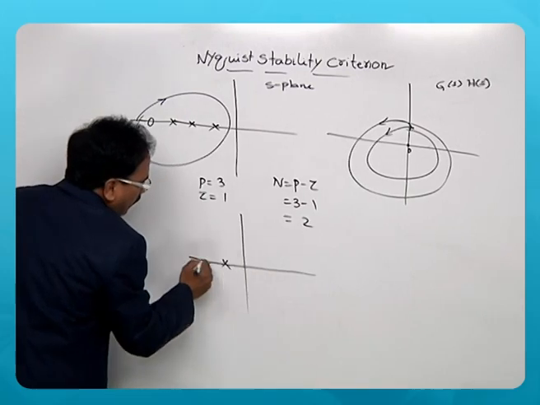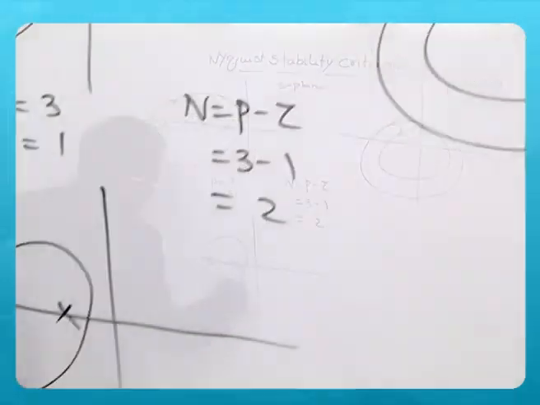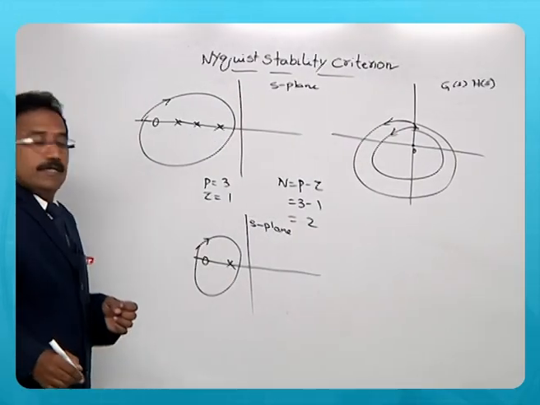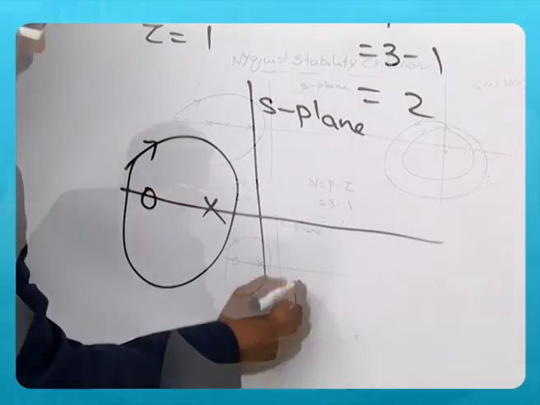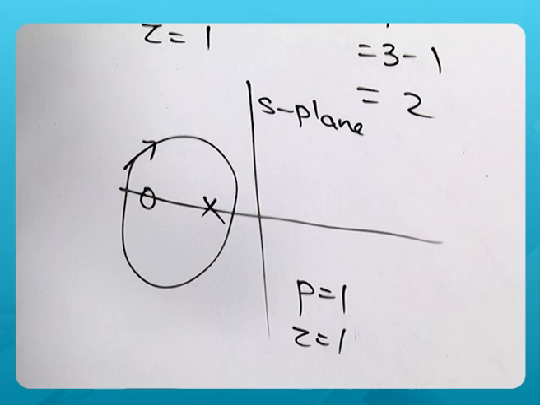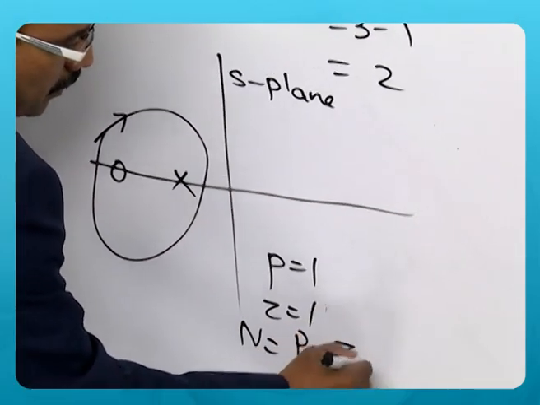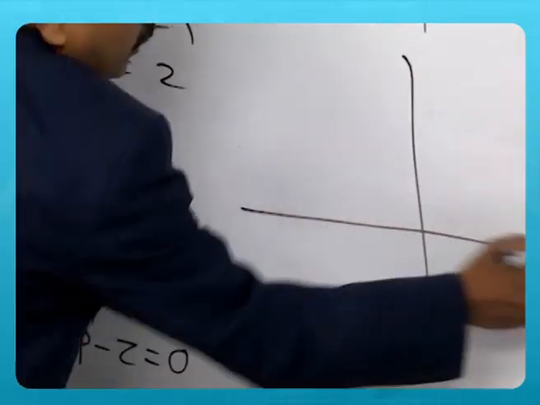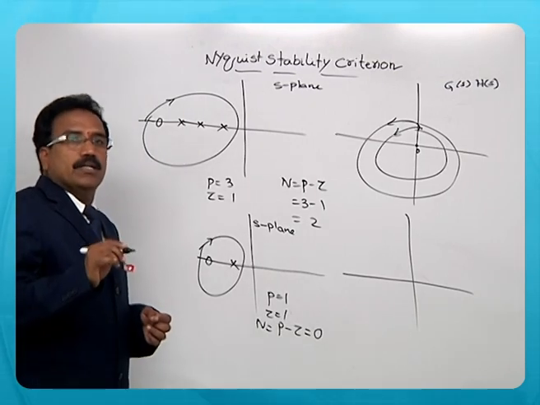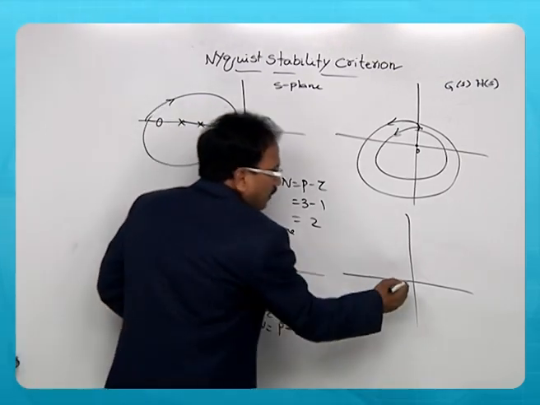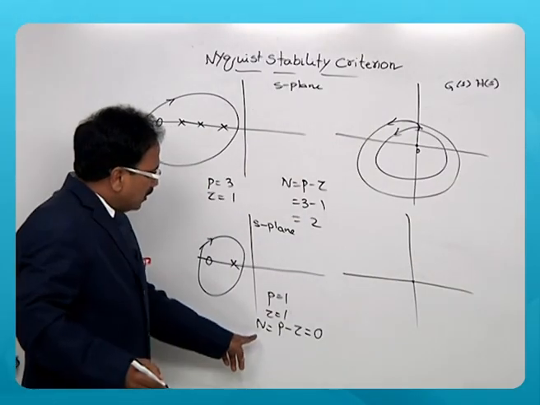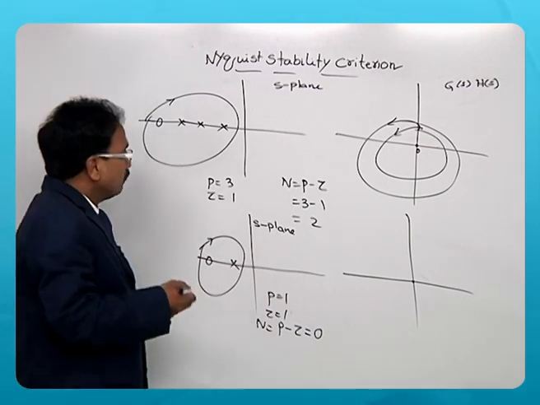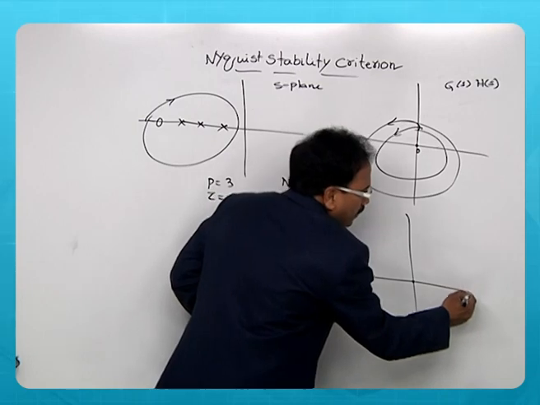If you have 1 pole and 1 zero covered in the S-plane, then you can see that P is equal to 1, Z is also equal to 1, and the number of encirclements is equal to P minus Z, which is 0. So in the G(s)H(s) plane, there will be an encirclement but not about the origin, because according to the principle of argument, N is 0 here, but there will be a corresponding path for this S-plane in the G(s)H(s) plane.